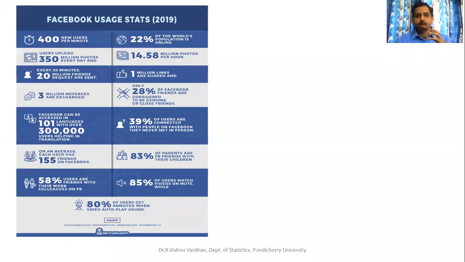huge amounts of data. See, 22% of the world population is online most of the time. 14.58 million photos per hour. Like this, 85% of the users watch videos on mute. Because even muting the video is also data to them. It is describing a fantastic phenomenon: how many users, how they are acting, what is their mindset. Our mind consciousness is being brought out in terms of these figures.